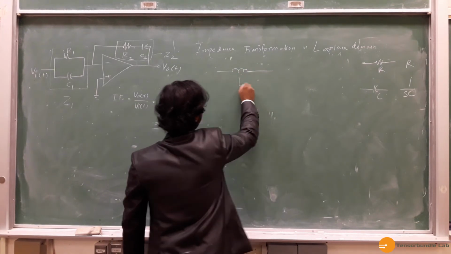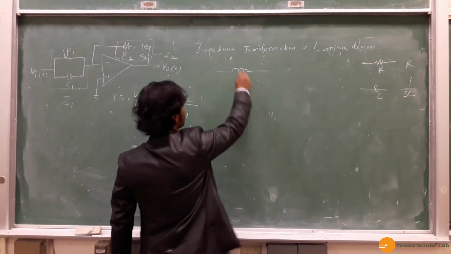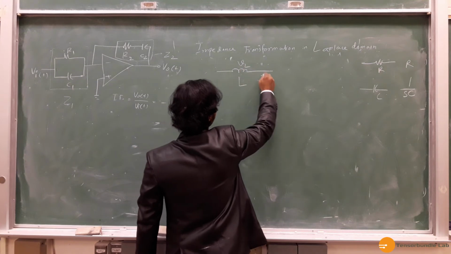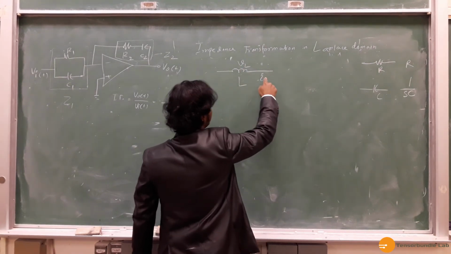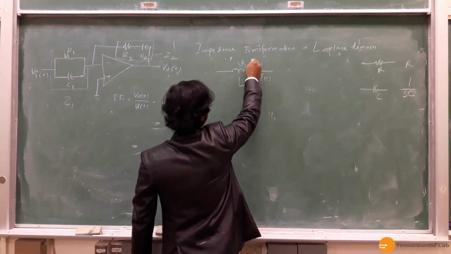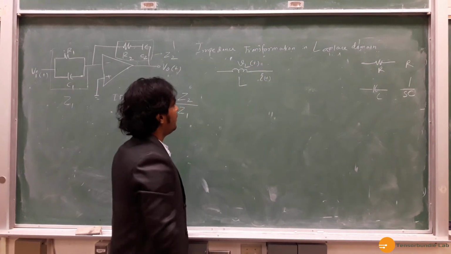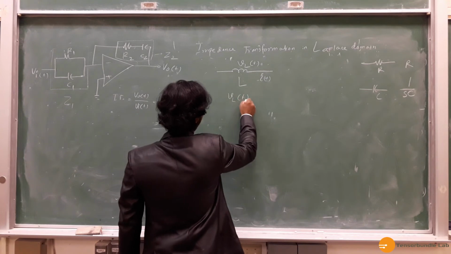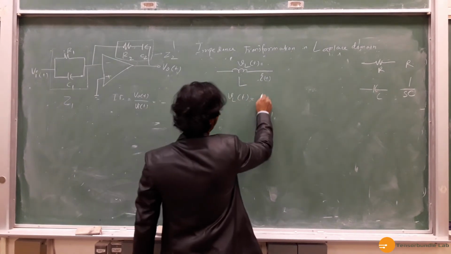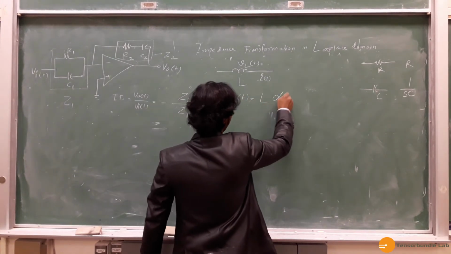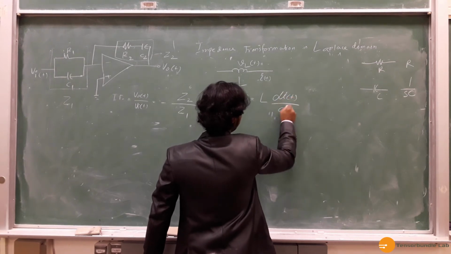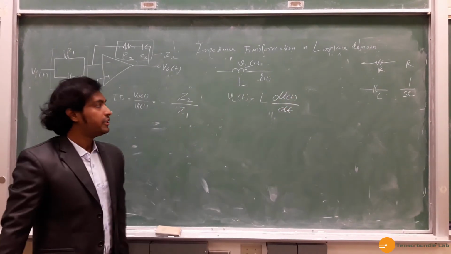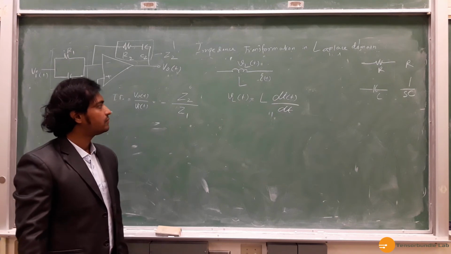Imagine we have an inductor L having a voltage across it V of L and a current I of L, or just I. Let's say they are in time domain. And from basic inductor circuits, we know that V of L in time domain is defined by the inductance multiplied by the differentiation of the current.